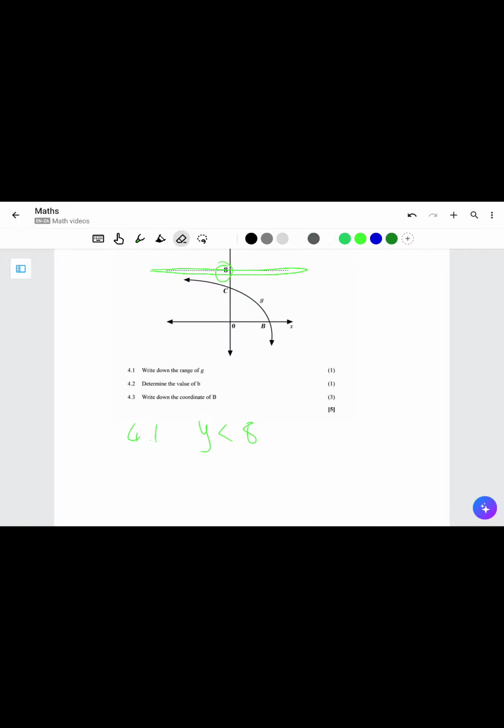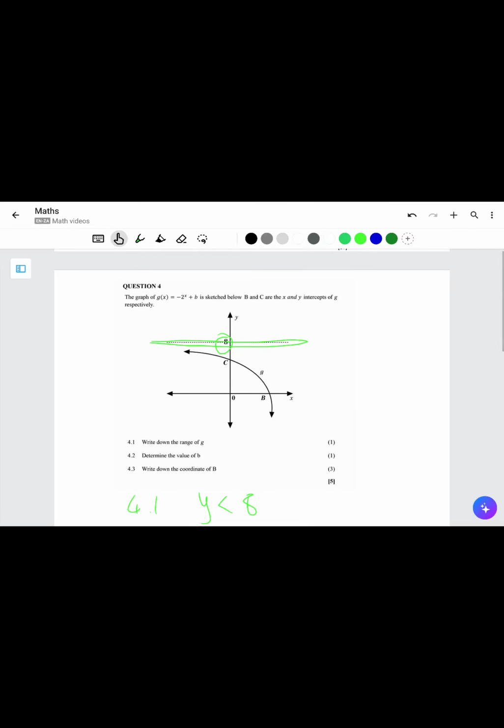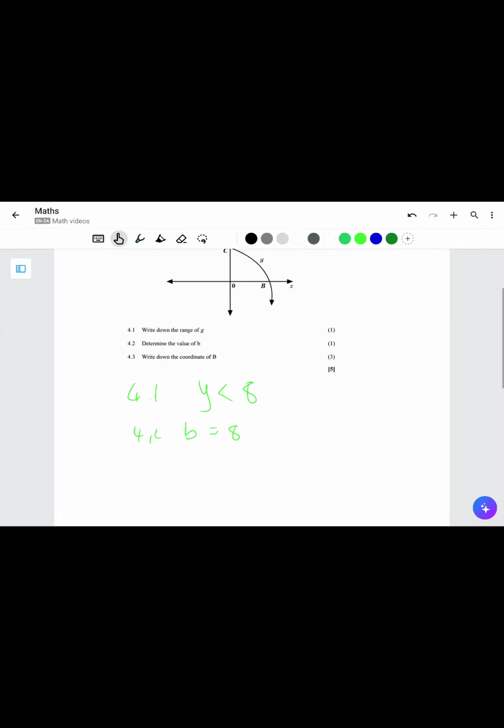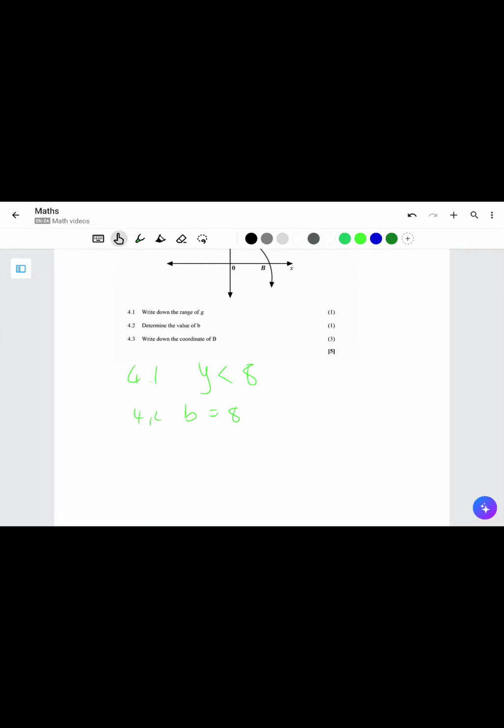Right, the next one is 4.2, and it says the value of b, for 1 mark, and we know that b is going to be equal to 8, as you can quite clearly see there. Have a look there. We can see that is your b value, right? So b is equal to 8. Next one says write down the coordinates of b, which is this point over here.